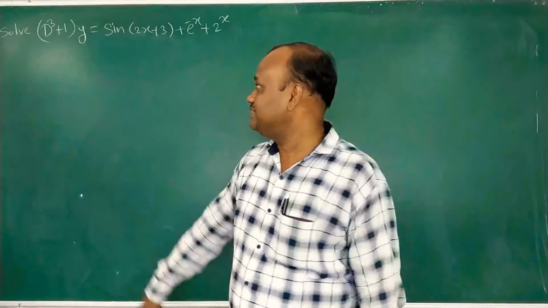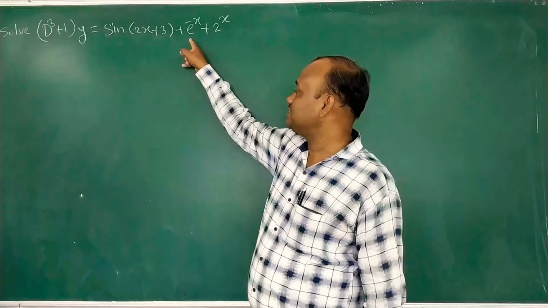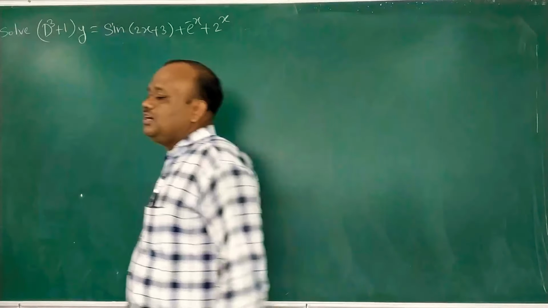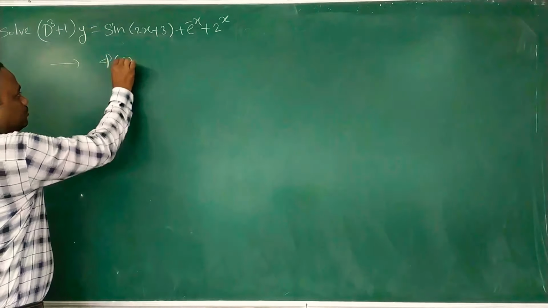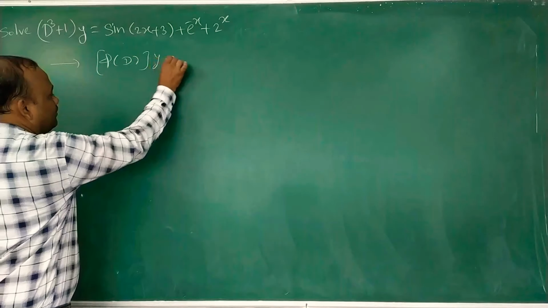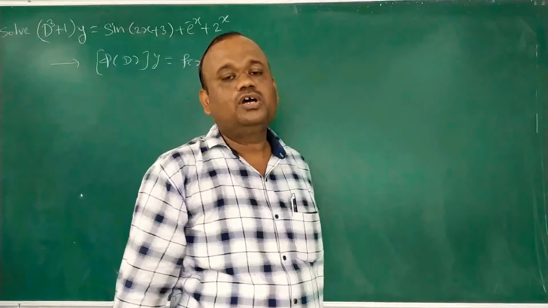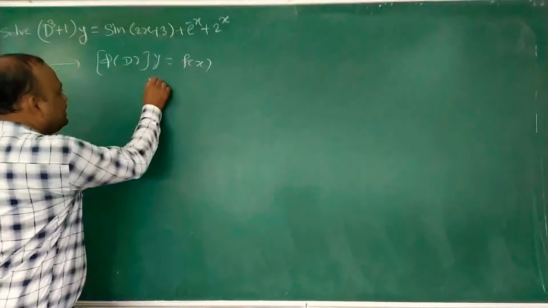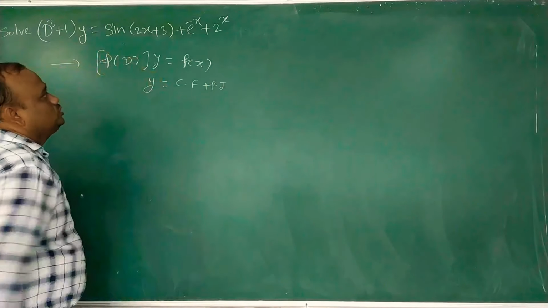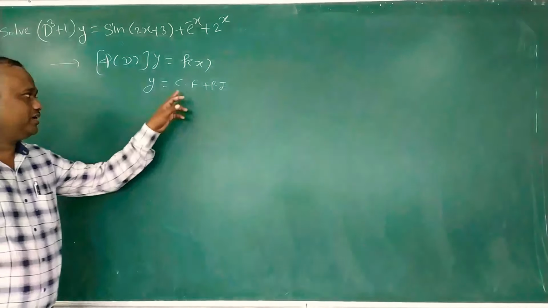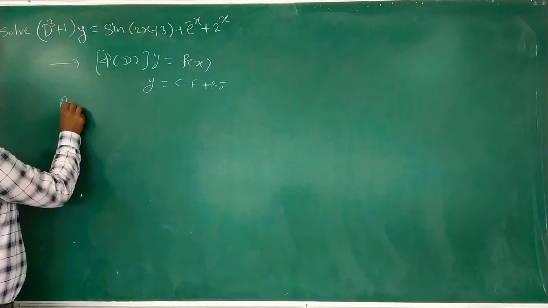So today's first problem is: solve (D^3 + 1) y = sin(2x + 3) + e^(-x) + 2^x. Now this is phi of D into y equals f of x. If such a type of linear differential equation is given, then we know its complete solution is y = CF + PI. Means for the solution of this differential equation, first we have to find the complementary function and then the particular integral. So for the complementary function, we want the auxiliary equation.